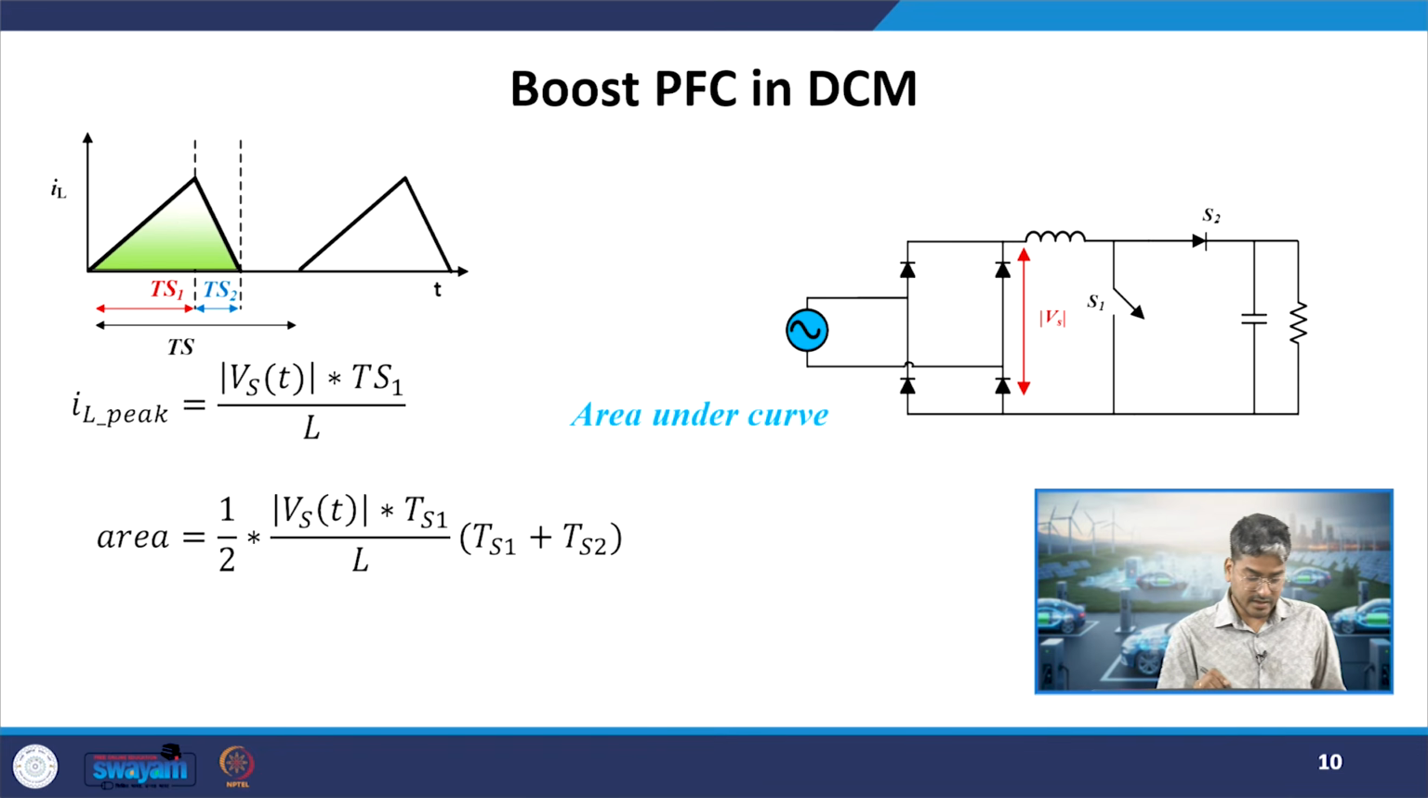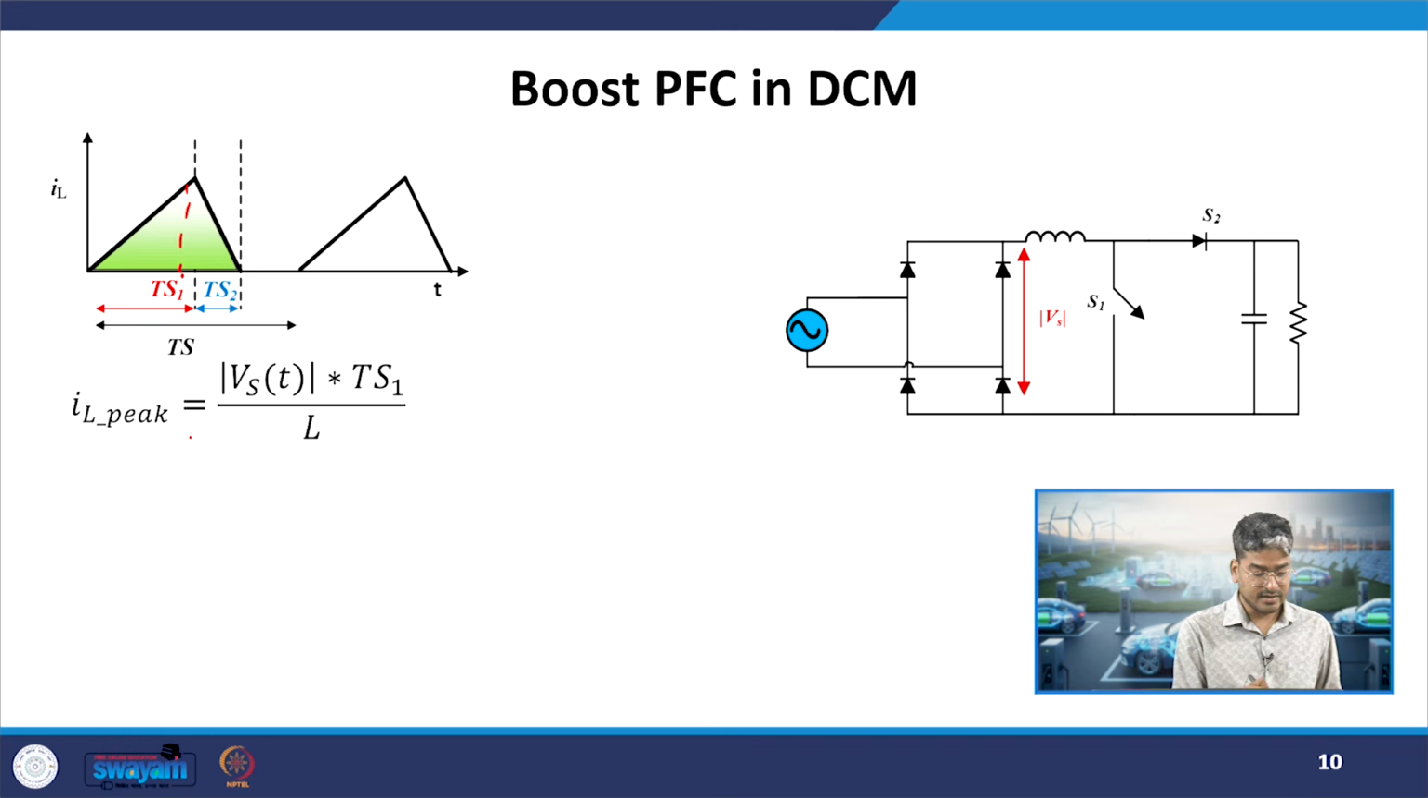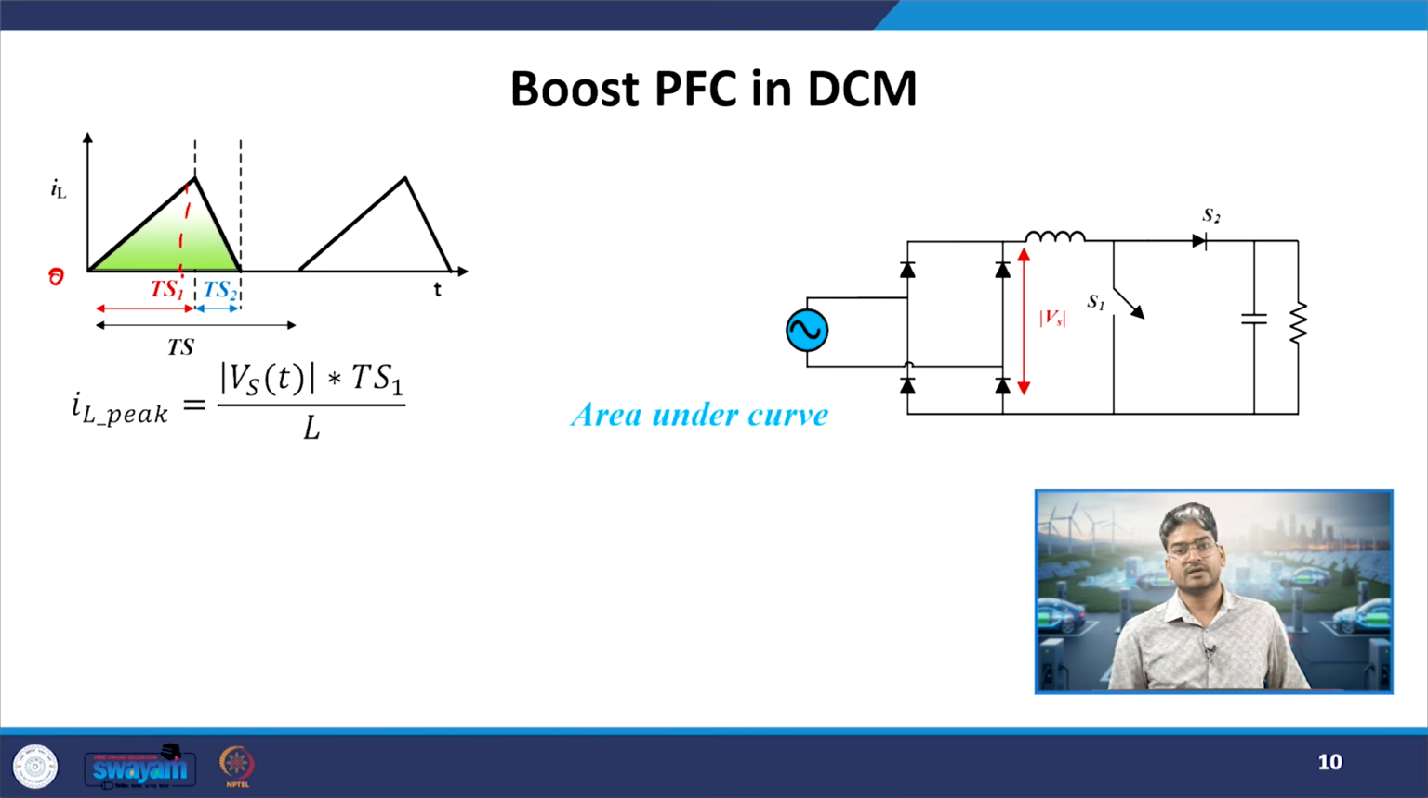Now, what will be the area under this curve? Area under this curve will be equal to, now we have found out the value of the peak. Okay. In place of delta IL, we have replaced it with the peak value, because the starting point is always 0 in this case, as we are assuming DCM mode of operation. So, the current will start from 0 everywhere. So, delta IL can be replaced by IL peak.